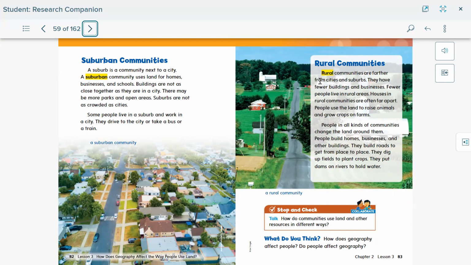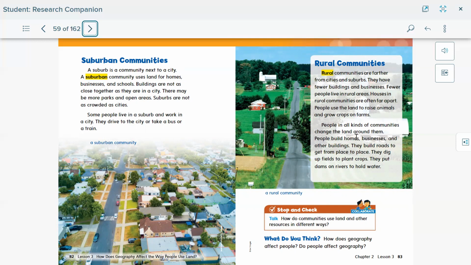Rural communities. Rural communities are farther from the city and the suburbs. They have fewer buildings, as you see, more open land, fewer people living in the rural areas. Houses in the rural communities are often far apart, as you see. People use the land to raise animals and grow crops on farms.